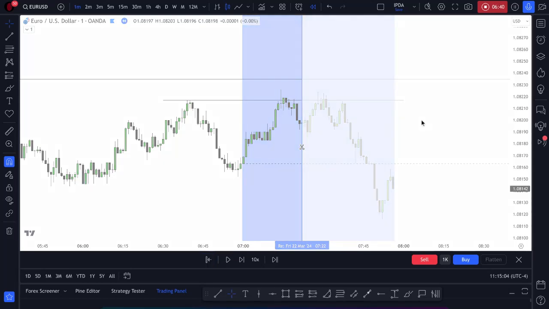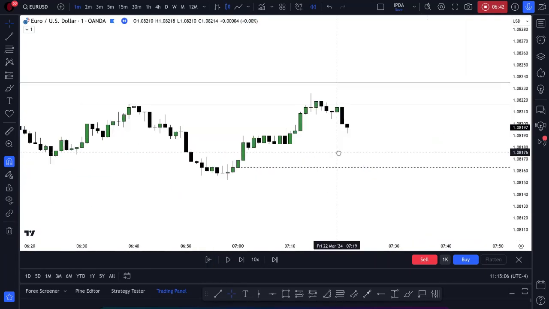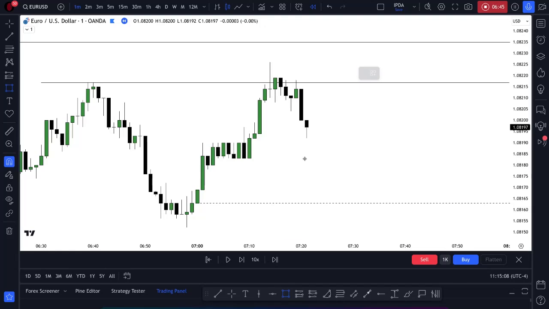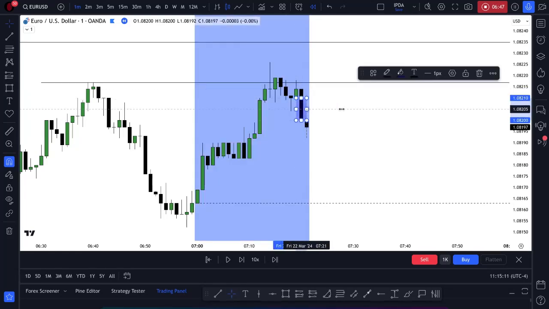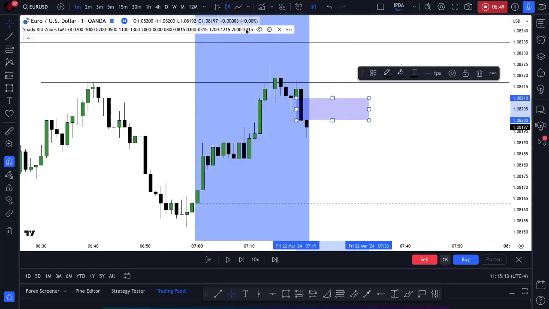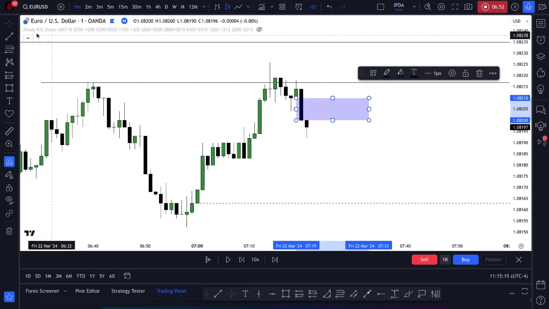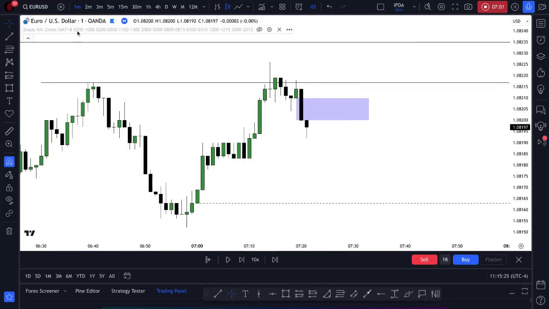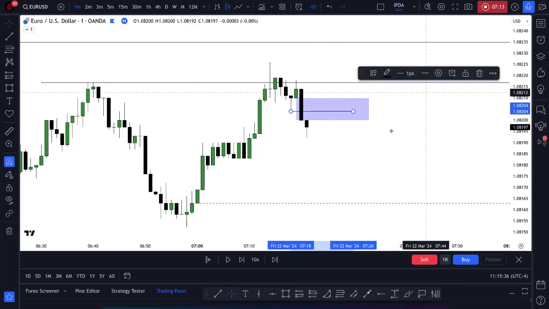Right here. Small window of opportunity here. There goes the fair value gap. We'll get rid of the session indicator. Somebody asked me what session indicator I use. It's right there, you can read it. It says Shady Kill Zones, GMT +8. You have to recalibrate the kill zone times. There it is. Swing low inside the fair value gap. So that's the entry technique.